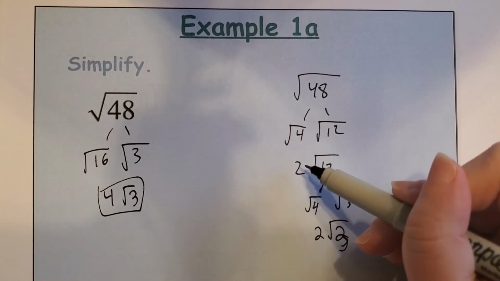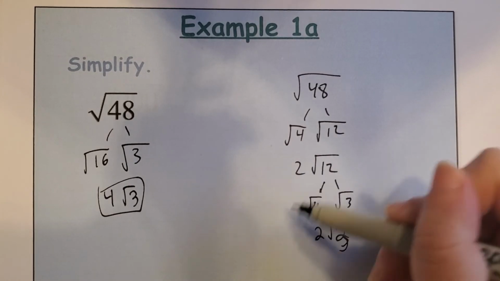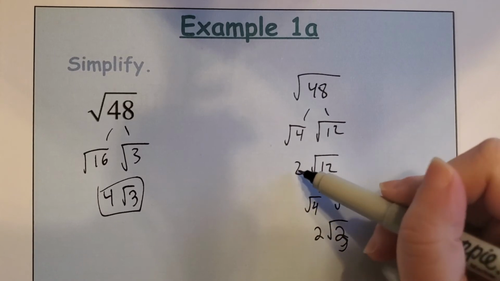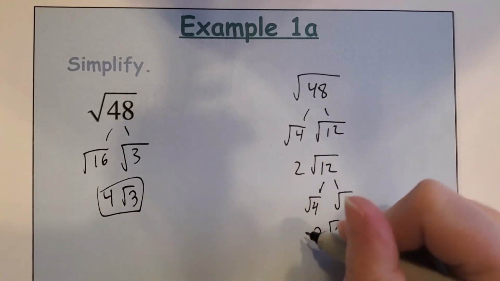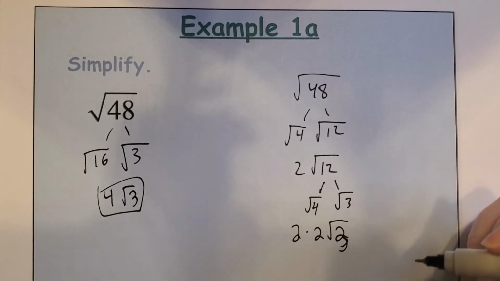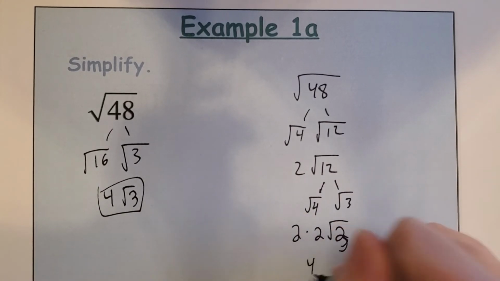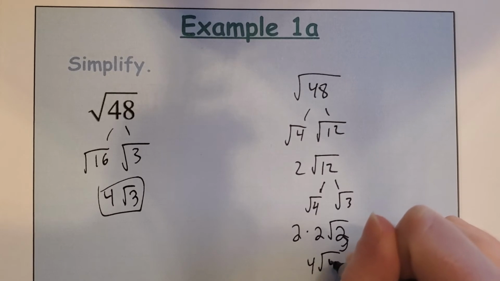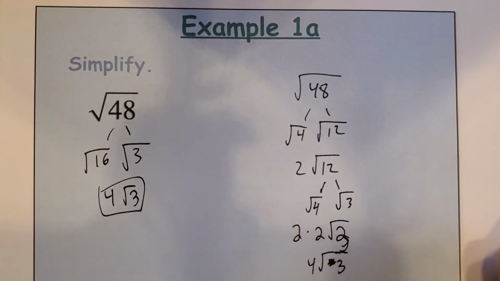Now, what about this 2 from earlier? Well, we can't forget about it. And since this is a product, this is 2 times the square root of 12. We're doing 2 times 2 root 3. And what's 2 times 2? 4. So this is 4 root 3. And look at that. That's the exact same final answer that we got earlier.